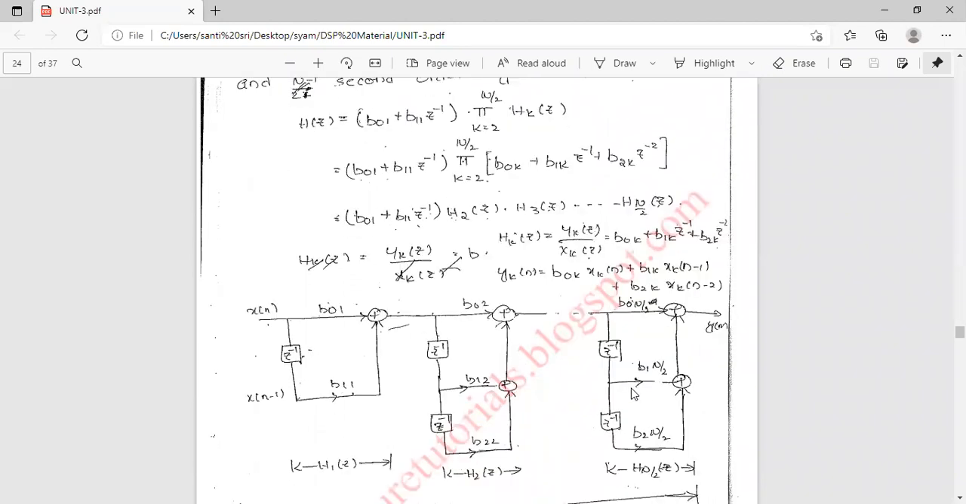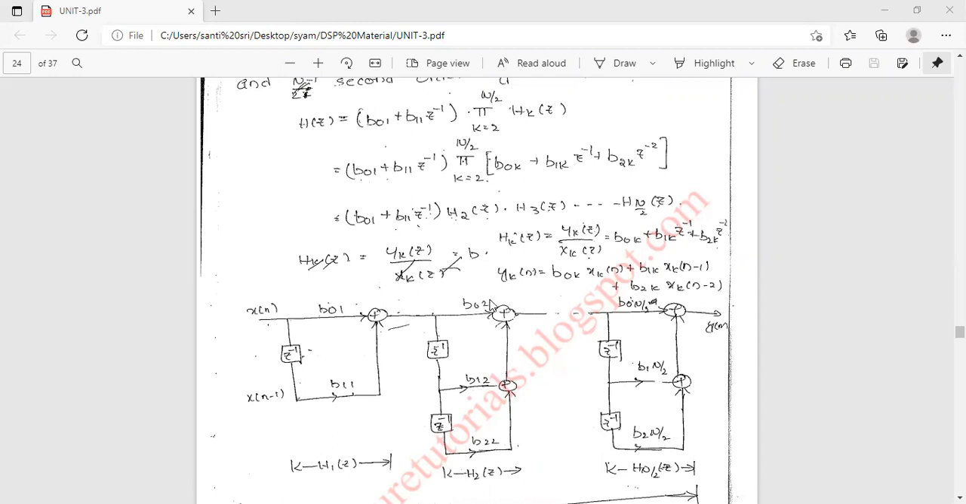So this can be structured as H1(z). H1(z) is b01 into x(n) plus b11 into x(n minus 1).